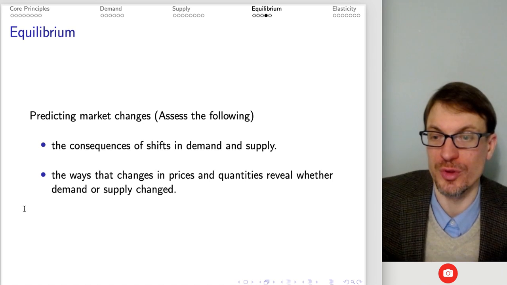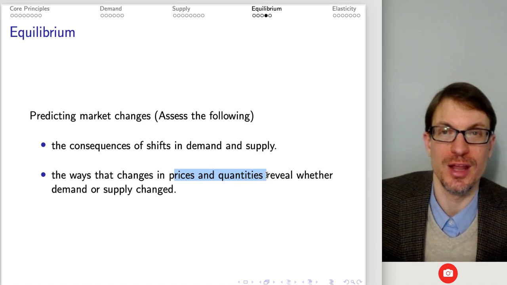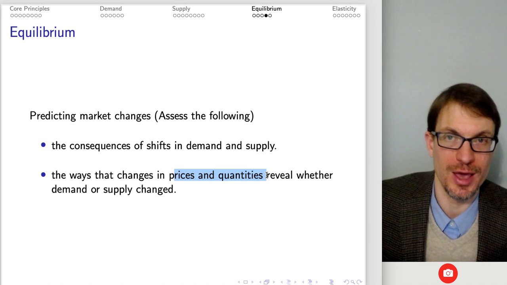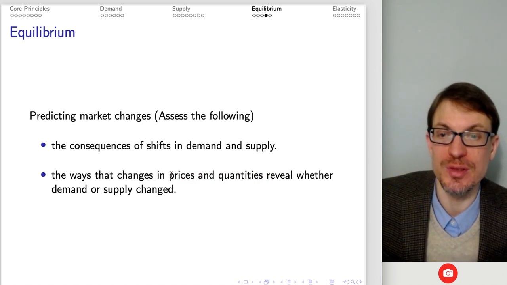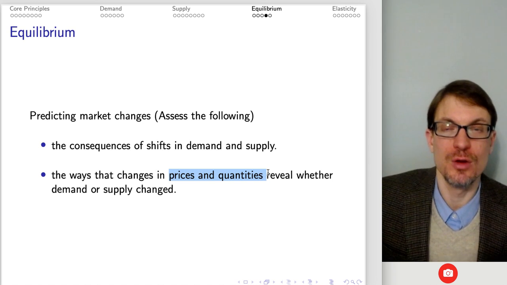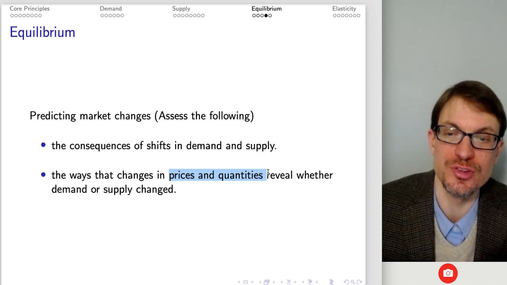And so this is what this means: if I observe price and quantity have both fallen, then I know, regardless of what happened to supply, the strongest effect on the market was a decrease in demand. Or if I see both price and quantity rising, regardless of what happened to supply, I know the dominant effect in the market was an increase in demand.